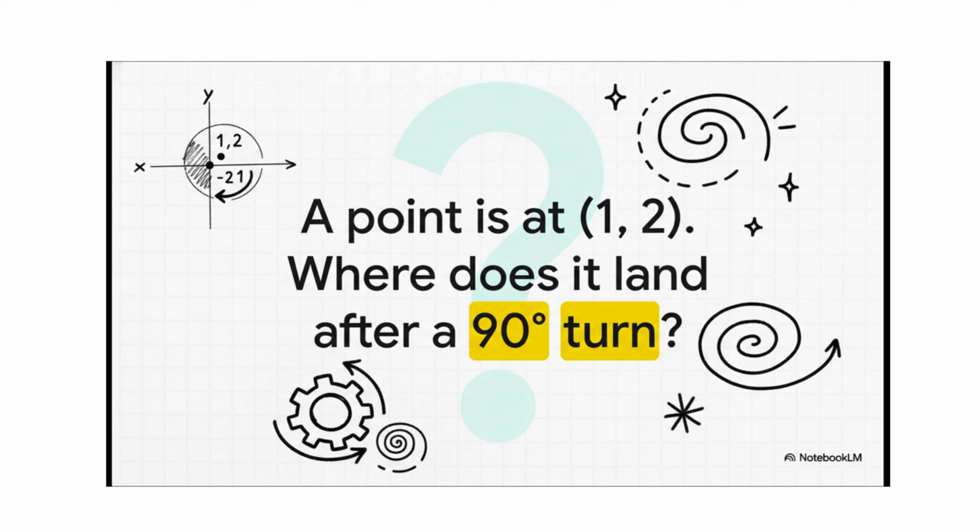So, let's end with one final challenge. Picture a point at coordinates 1, 2. If you rotate that point 90 degrees counterclockwise around the origin, where does it land? Just take a second. If you can actually see it in your mind, snapping into its new place at -2, 1, then you've done it. You're no longer just solving a math problem. You're thinking in the language of movement. You have officially unlocked geometry's superpower.